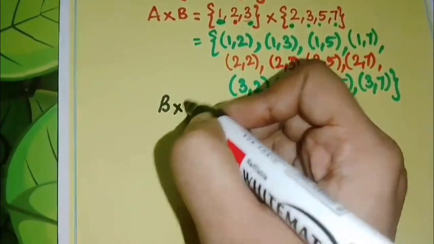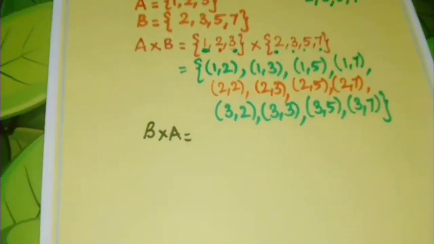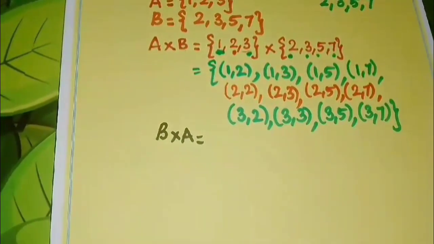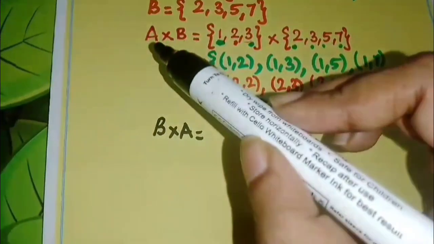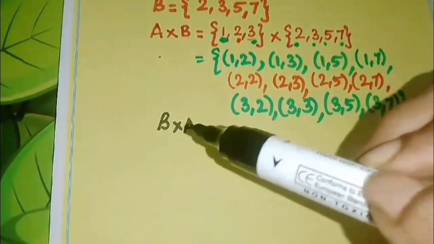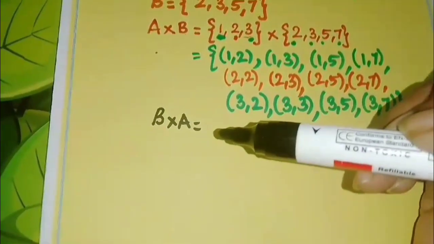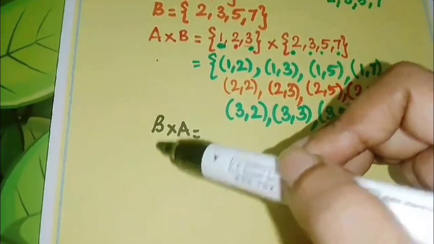B cross A. See, this A cross B and B cross A is an entirely different set. Here it's a set of all ordered pairs in which the first element is taken from A. But now here we are going to form the set of all ordered pairs in which the first element is going to be taken from B.